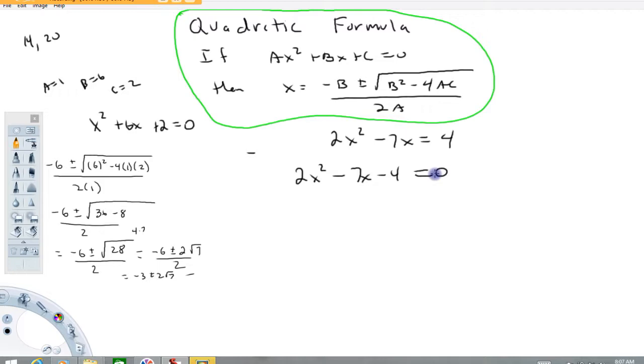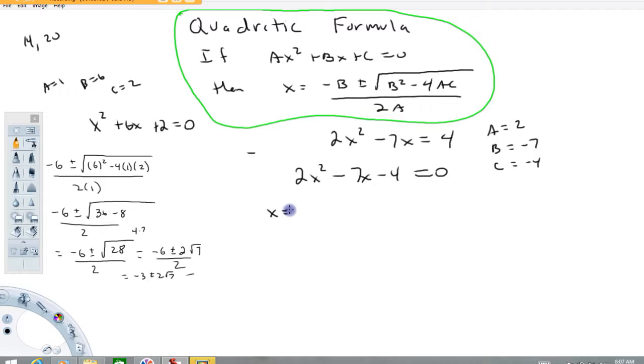Now, when you get good at this, you probably don't need to write the second step, but until you get good, I would recommend you write out a equals, b equals, c equals. In this example, a is equal to 2, b is equal to negative 7, and c is equal to negative 4. Until you get good at applying the quadratic formula, I'd strongly suggest you write those values out. And let's go ahead and now write out the solutions.